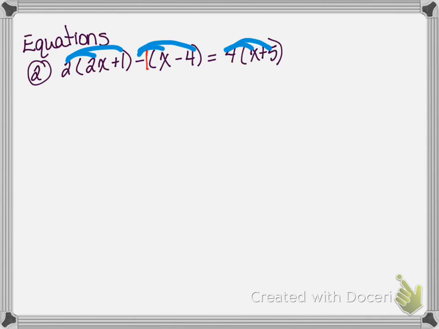2 times 2x is 4x. 2 times 1 is 2. Then I have negative 1x. If you wrote just negative x, you're fine. Negative 1 times negative 4 is positive 4. Then I have 4 times x and 4 times 5. Now, the first thing I did was distribute.